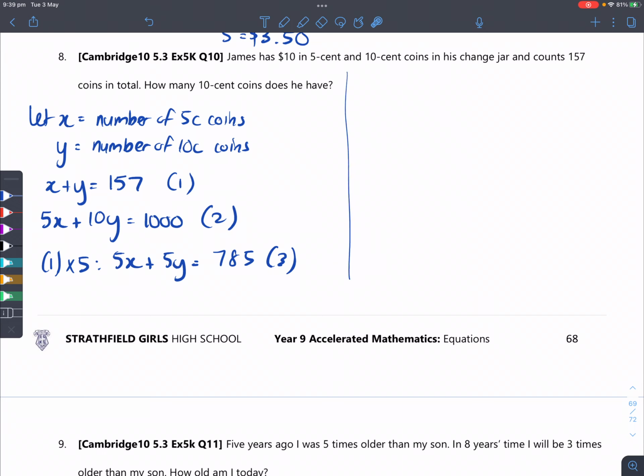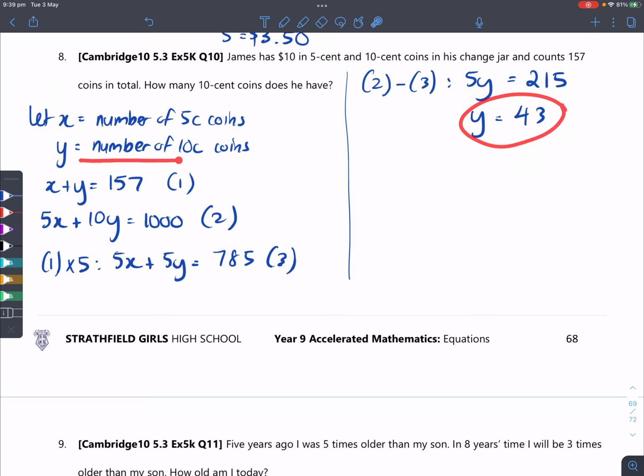So the 5x's in these two equations can cancel out by subtracting, since they're the same sign. So I'm going to get equation 2 subtracted by equation 3. And that would allow the 5x's to cancel, whereas 10y minus 5y gives you 5y. 1000 minus 785 is simply 215. Okay? Now dividing this by 5, 215 divided by 5 gives you 43. And remember, y represents the total number of 10-cent coins. And if you have a look at the question, they only want you to solve for y. So we've done it.